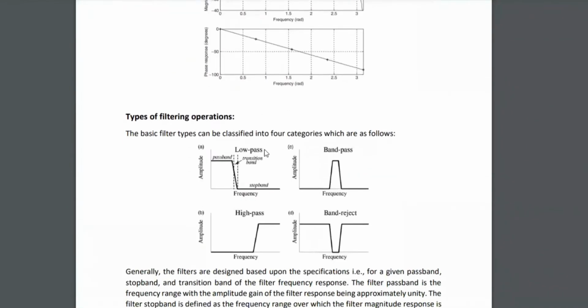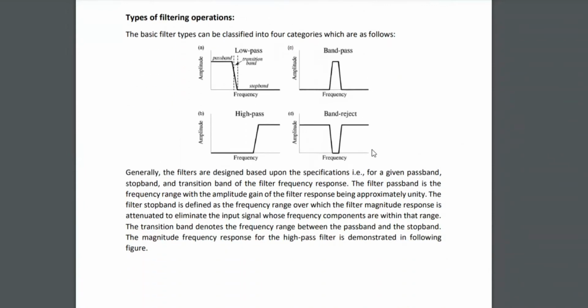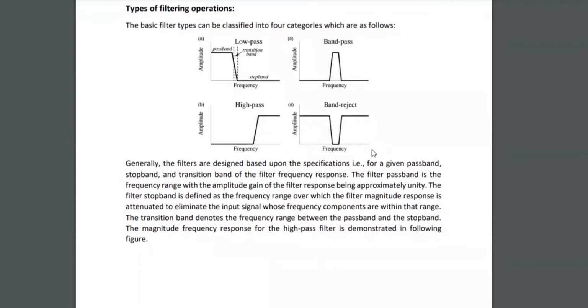Types of filtering operation. The basic filters can be classified into 4 categories, which are as follows: low pass, high pass, band pass, and band reject. Generally, the filters are designed based upon specification, that is, for a given pass band, stop band, and transition band of the filter frequency response.